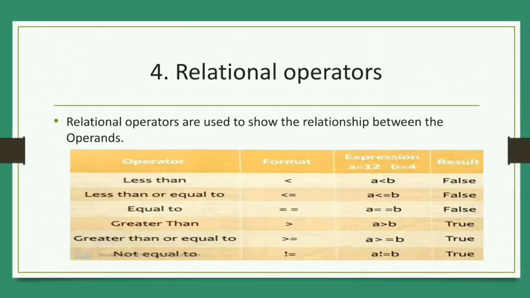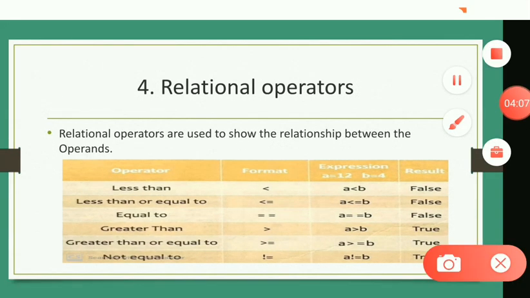Next heading, relational operator. Relational operators are used to show the relationship between the operands. Okay, as you can see in this picture, this relational operator works on the different type of the operands. Okay, it is also known as the comparison operator. It is used to find the relationship between the two variables.